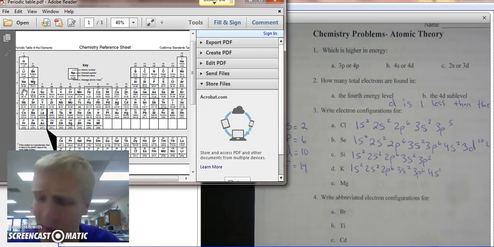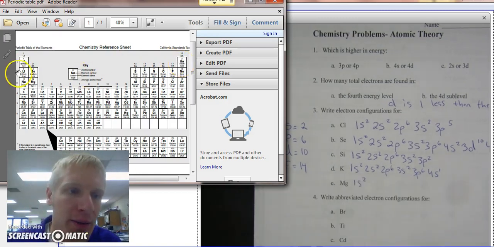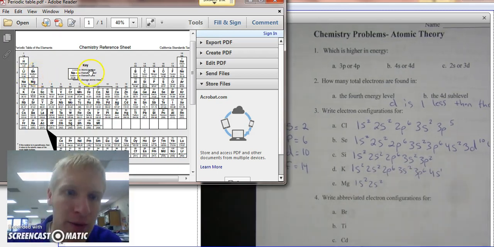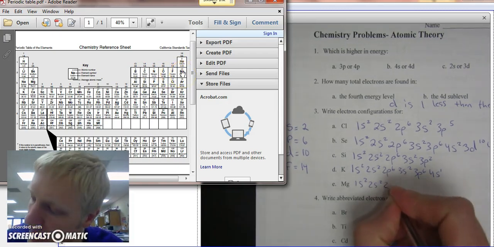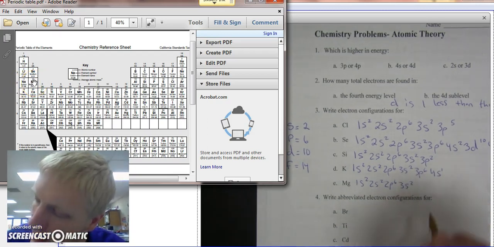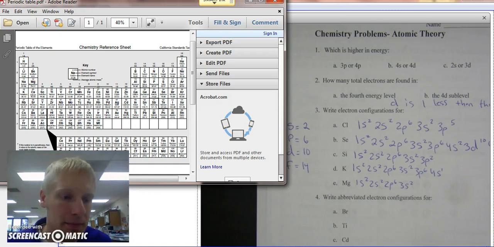Alright, and let's do the last one, magnesium. So magnesium is right over here. We have to start at hydrogen. It's 1s, 1, 2. 1s2. Here we have 2s, 1, 2. We go to number 5, 2p, 1, 2, 3, 4, 5, 6. And then we have 3s, 1, 2. And that's the electron configuration for magnesium.